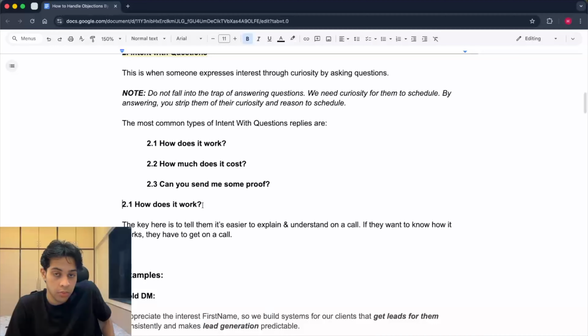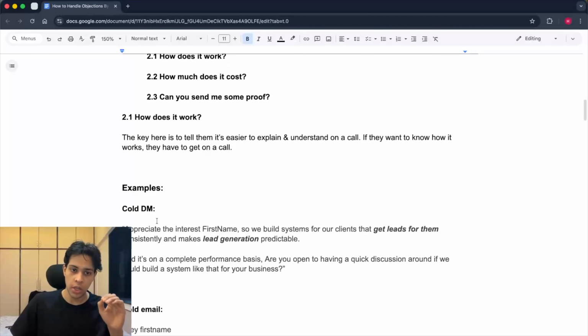I sound like, please explain more, okay? The key here is to tell them that it's easier to explain and understand on a call, okay? If they want to know how it works, they have to get on a call. Pretty simple. You draw the line there, okay? So this is the script that you use.